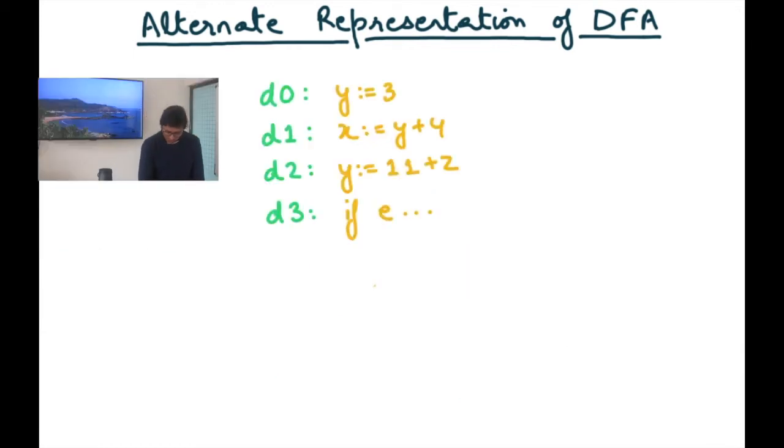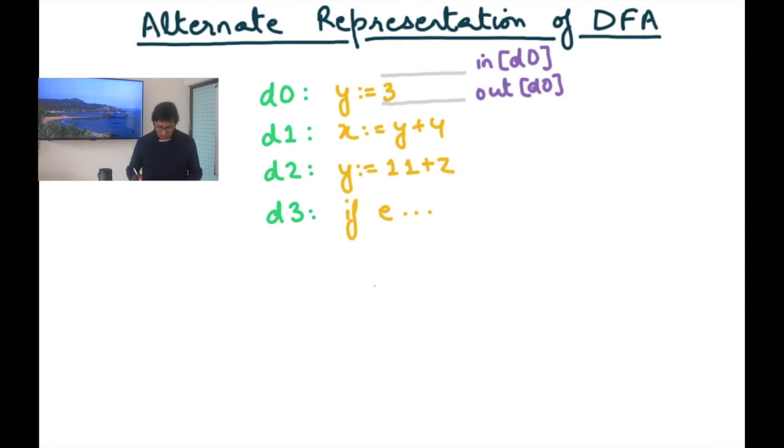Okay, so here is an example program to show how our alternate representation is going to work. It has 4 statements in a straight line sequence of instructions, a single basic block. y := 3, x := y + 4, y := 11 + z, and then there's some expression, e, let's say, and then it's going to go in one or the other directions.